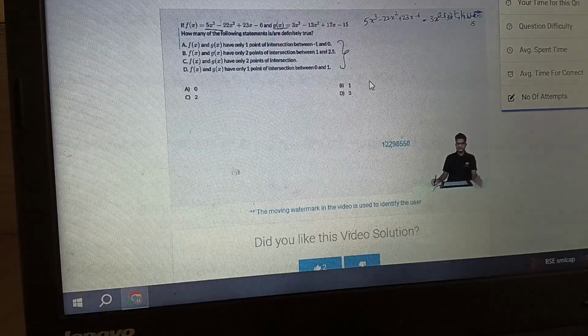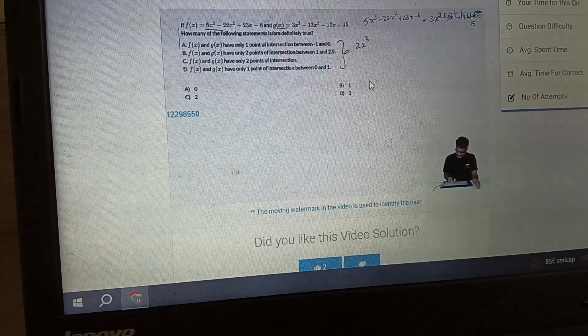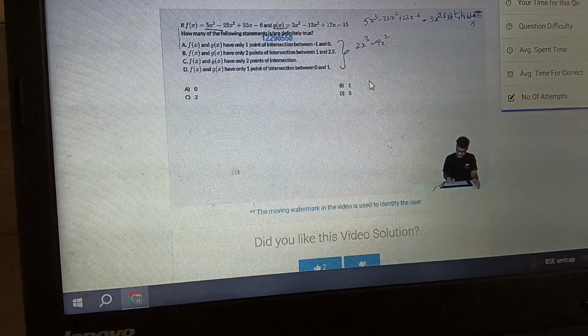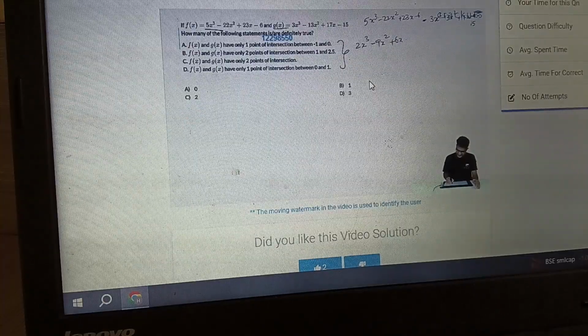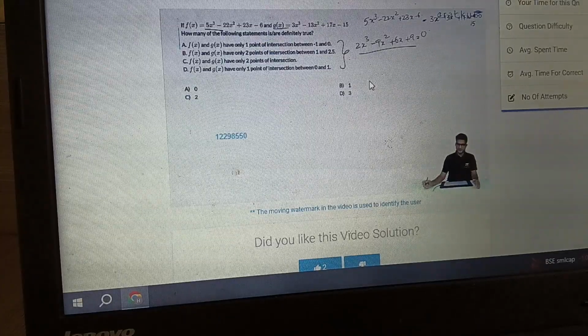So if you bring all the terms to the other side, you are going to get the cubic equation as 2x cube minus 9x square plus 6x plus 9 has to equal to 0. This is the cubic equation. How are you going to solve it?